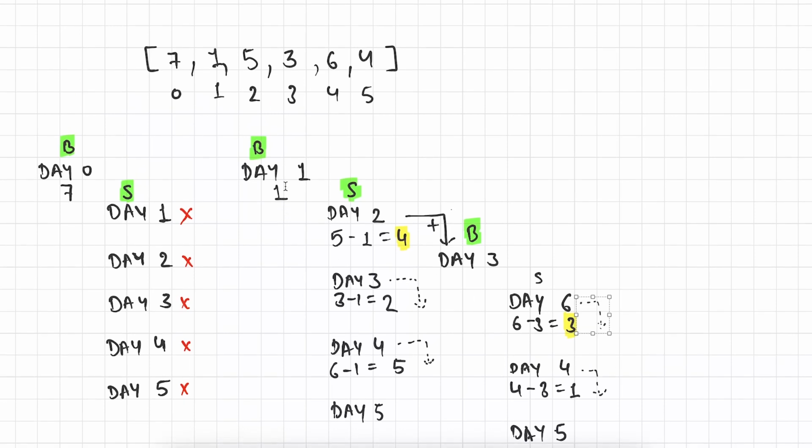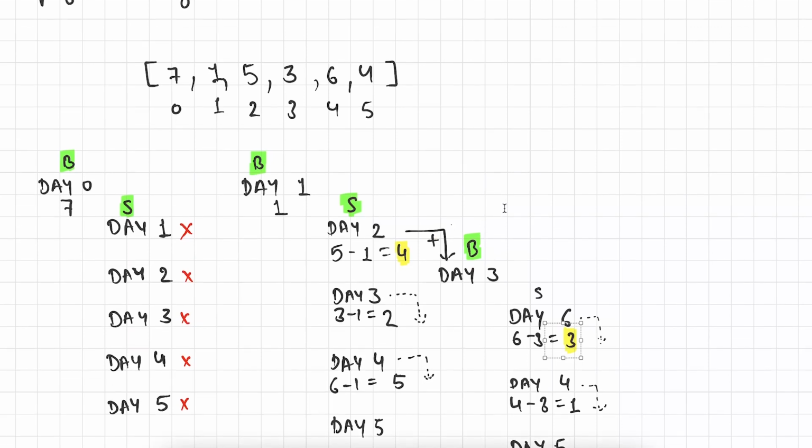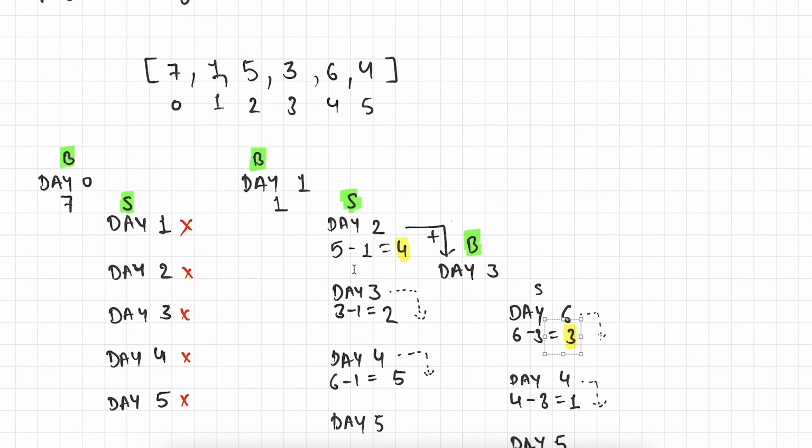So in this way, we go to day 1 and find one day to make a profit, and then again we go beyond day 2 and again we make a profit of $3. So if I add both the profits, we get 7 as profit. So we made a profit of $7.